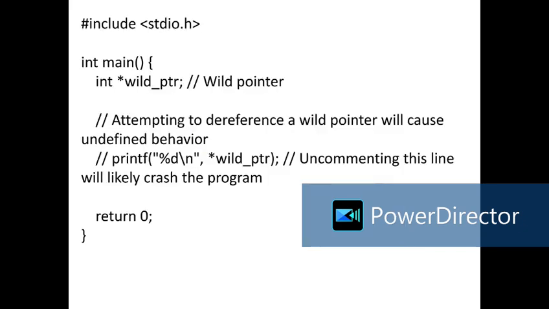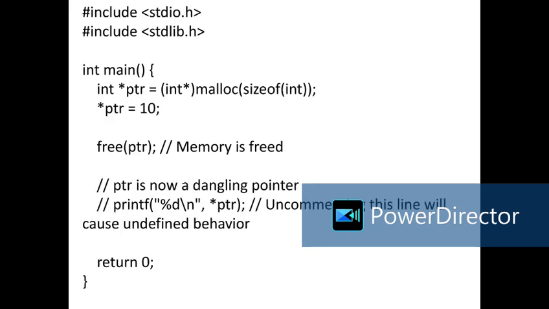int *p; is a wild pointer, with no initialization. Dereferencing these might crash your program or corrupt data. Now for a dangling pointer: int *p = (int*)malloc(sizeof(int)); *p = 10; free(p); p is now a dangling pointer. If you use *p after free, you are accessing memory that no longer belongs to your program.